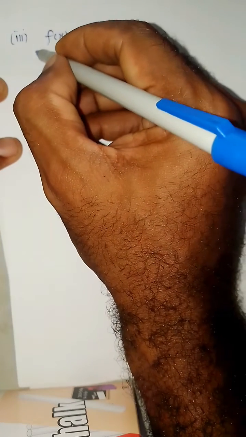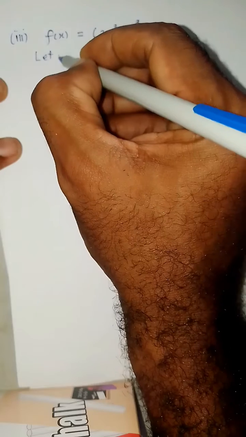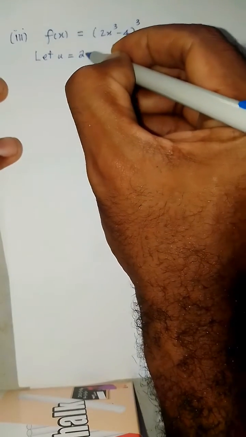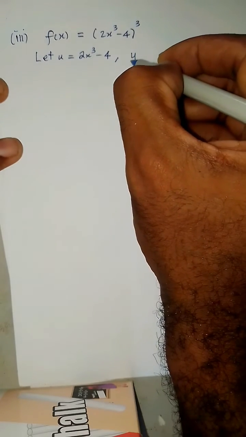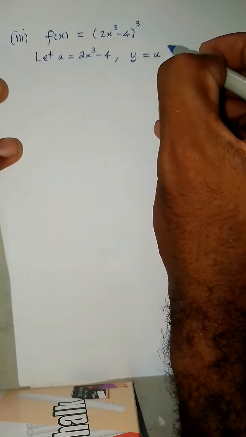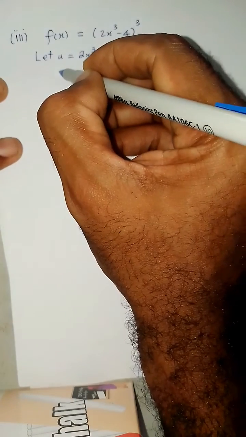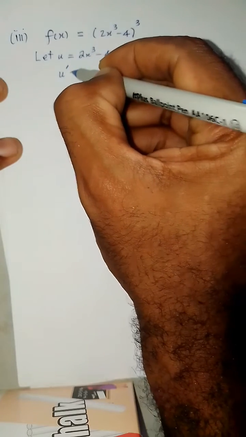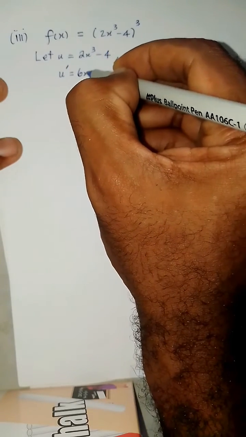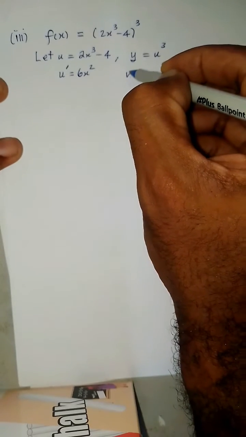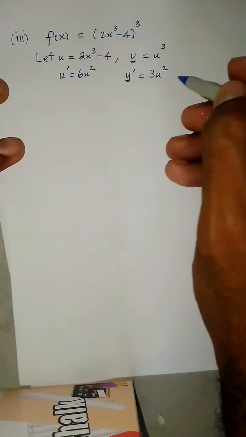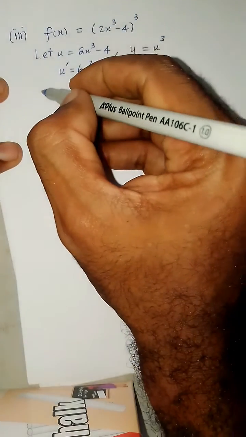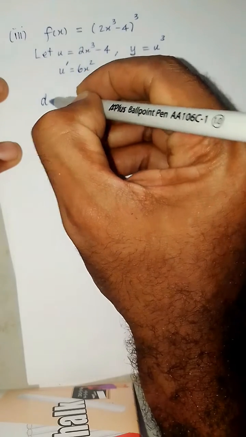So let's start by saying let u is equal to the inside function. Then we rewrite the outside function and say y is equal to u to the power of 3. And then we find the derivative of the inside function, which is 6x squared. And then we find the derivative of the outside function, which is 3u squared. And then we apply the chain rule.